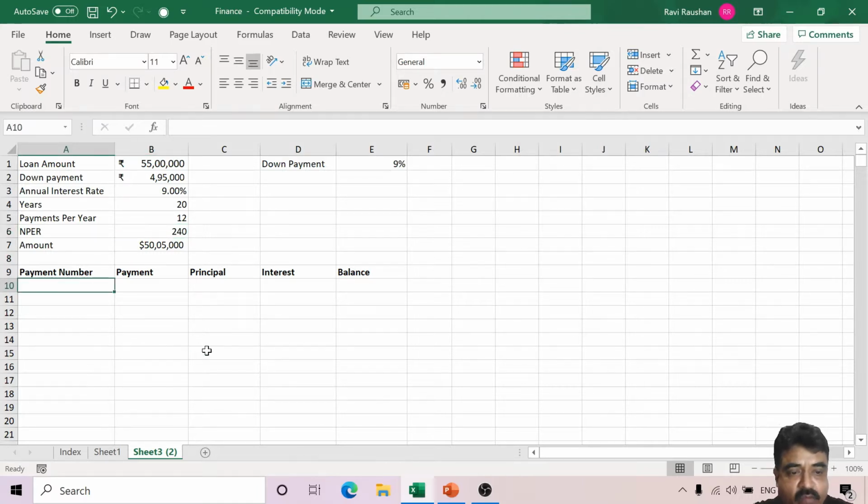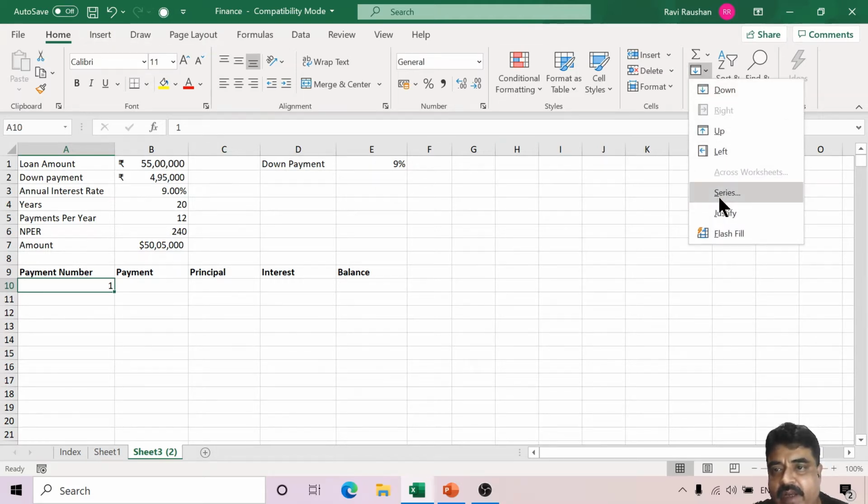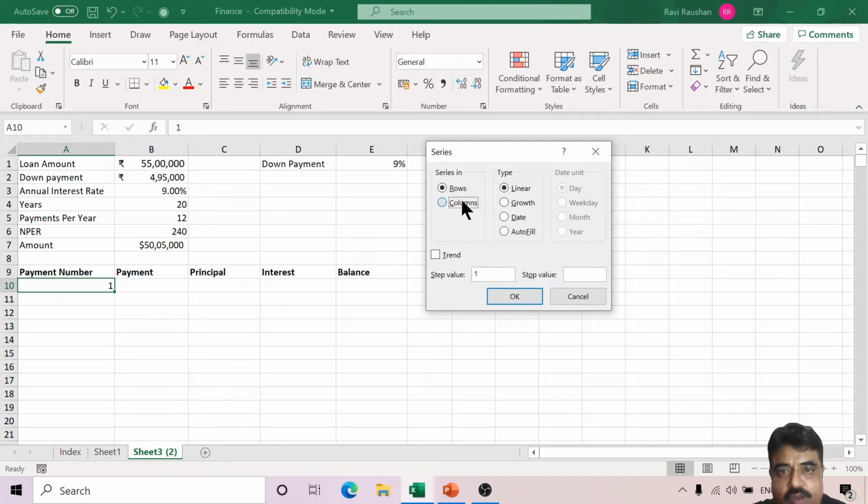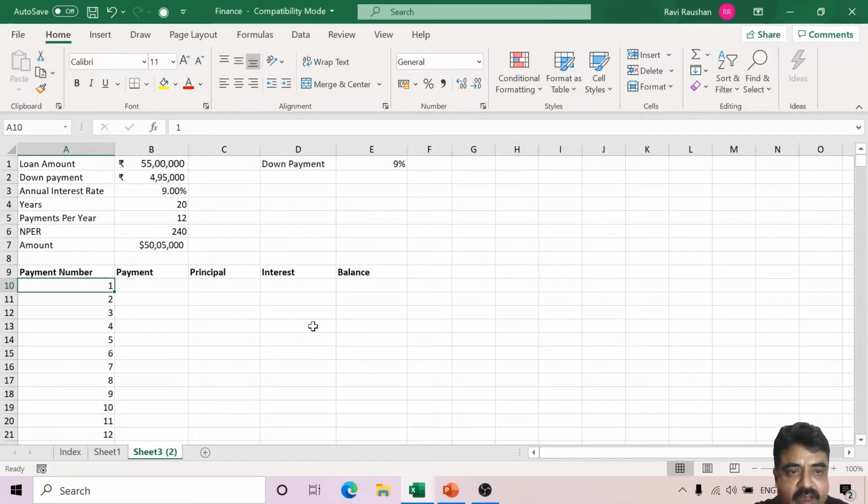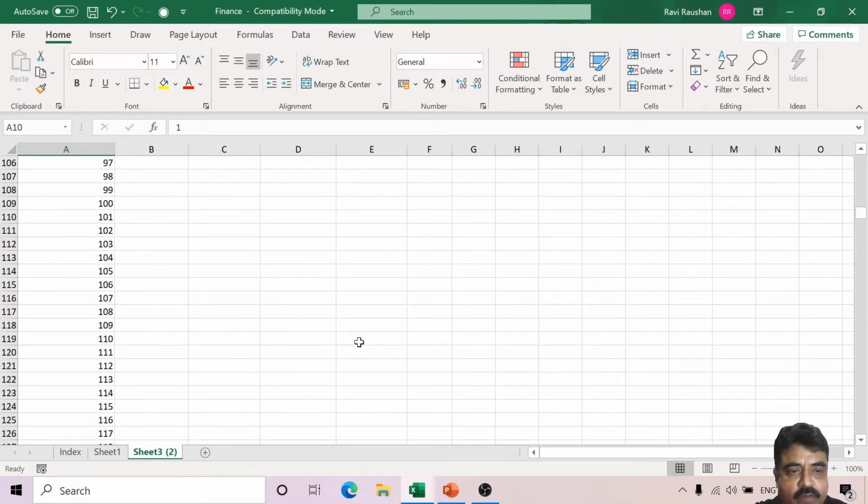So I type 1 here. I select this particular cell, I come to the fill field, I come to series. I choose column and I choose the stop value up to 240. So I click OK. Now you see I got 240 periods. That's what I needed because I'm creating a schedule so that I can make an analysis.